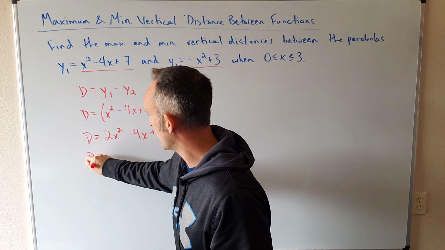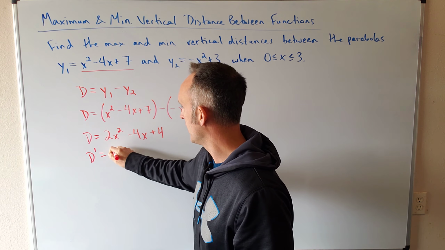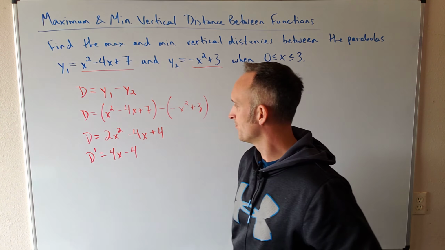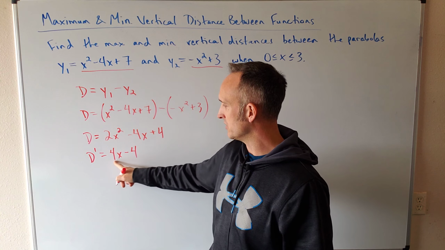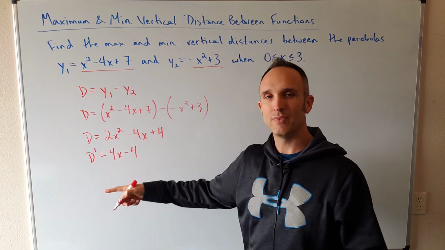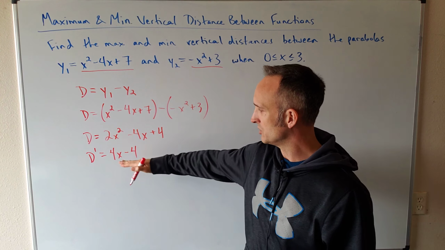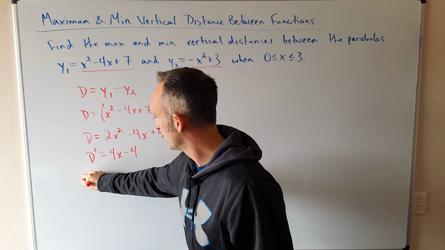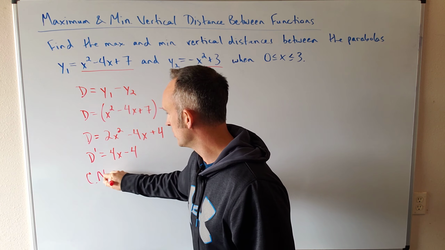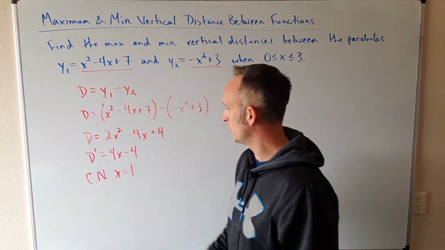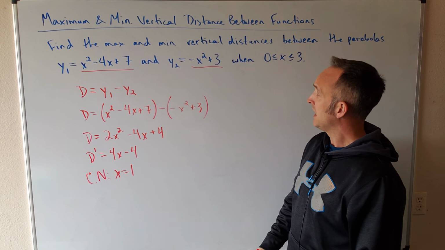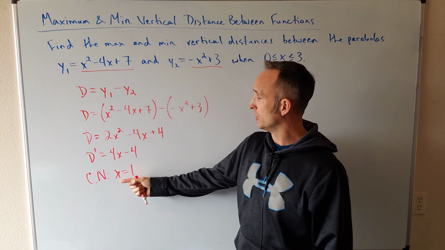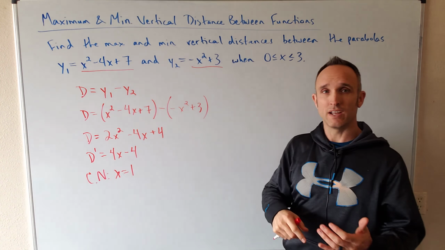So I'll look for d prime, which will be 4x minus 4. And so the critical number you can see is if this is 0, x would have to be 1. If you don't see that, solve that equation, 4x minus 4 equals 0. So the critical number is x equals 1. And good for us, this critical number lies in this closed interval, so that's useful.